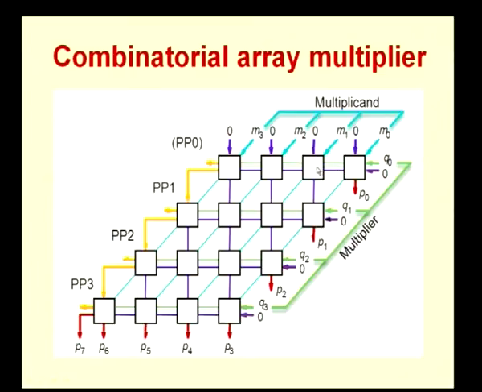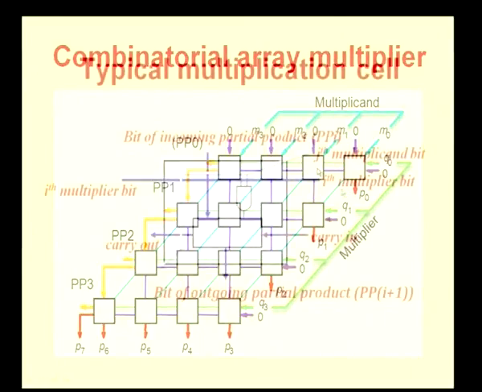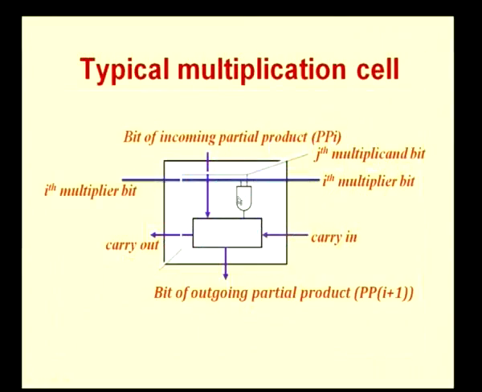So we put a block over here, and let us see what will be within each of these blocks. If you look at each of those blocks, what we call a multiplication cell, what we have inside is this. You have the product that is generated at that particular bit position, that is the ith multiplier bit and the jth multiplicand bit. Now remember, multiplication of these two bits is just the AND of those two bits. So we have an AND gate here in order to generate that particular multiplication output.